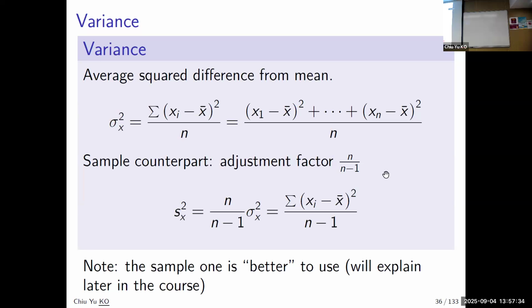Now, if you look at Excel or many things, you will notice when you type variance, they will call variance.p and variance.s. You should try Excel later. We'll try, if not today, then next week. You will have two versions, what we call population variance and sample variance.